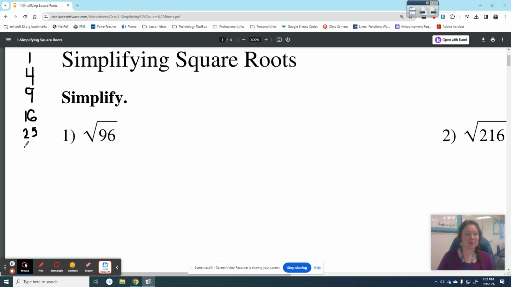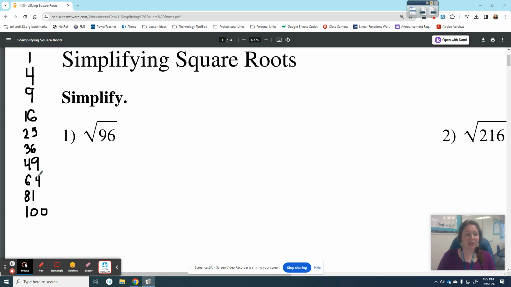Let's see, 6 times 6 is 36. 7 times 7 is 49. 8 times 8 is 64. 9 times 9 is 81, and 10 times 10 is 100. Now, there are more perfect squares than this. You could go 11 times 11, 12 times 12. But I find that this is usually enough of a list and I don't need to go past 100. But we'll see. Sometimes maybe we do need to go farther.